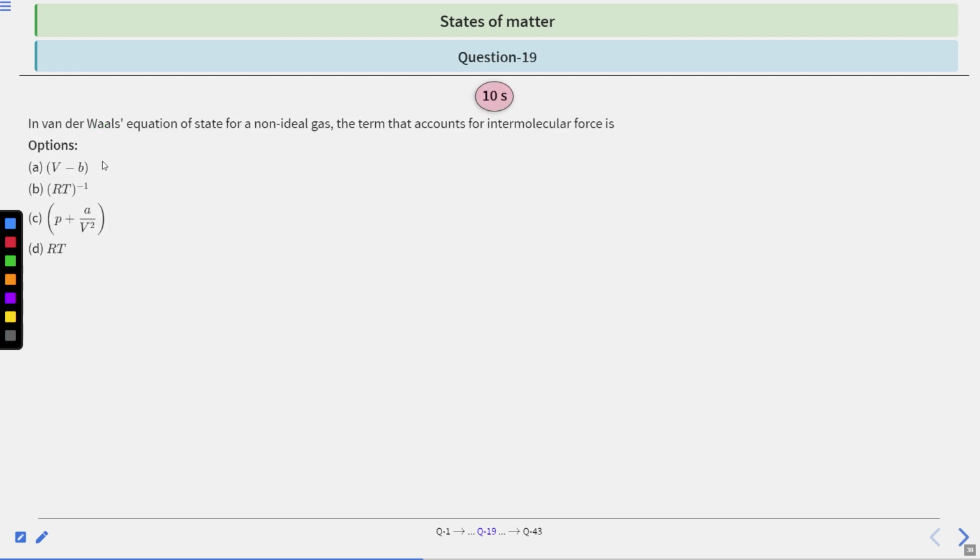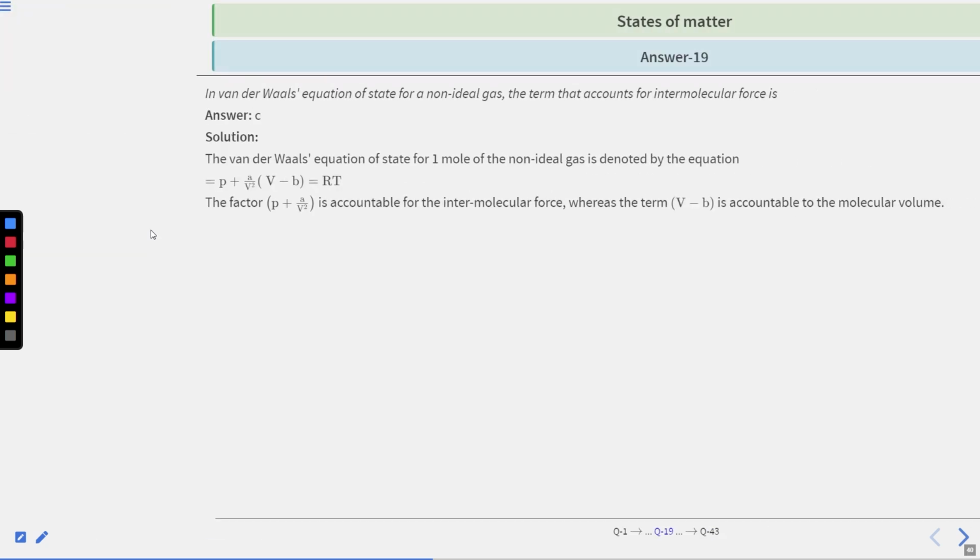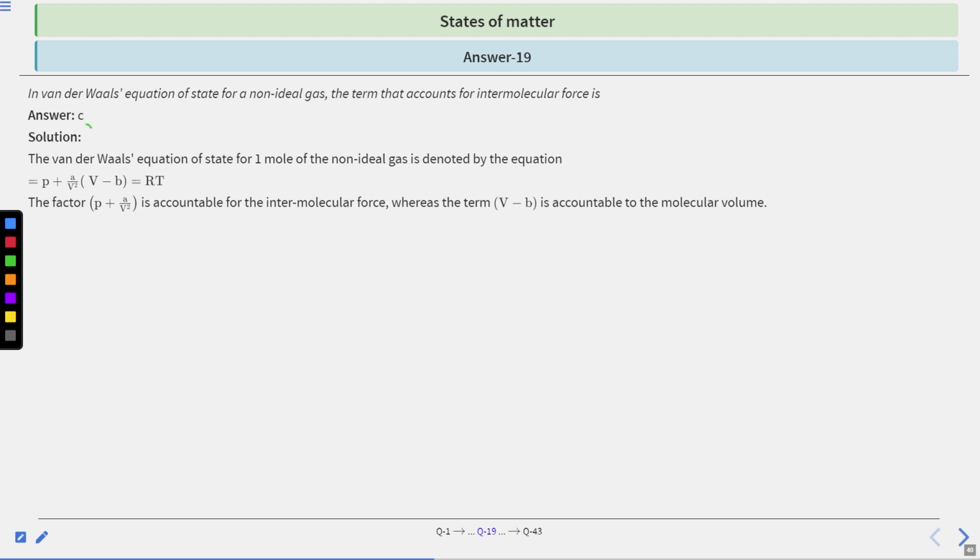Question number 19. In the van der Waals equation of state for a non-ideal gas, the term that accounts for intermolecular forces is: options are V minus b, RT inverse, P plus a by V squared, or RT. You have 10 seconds to solve this question. After that, we will see the answer. Okay, so the correct answer is option number C.